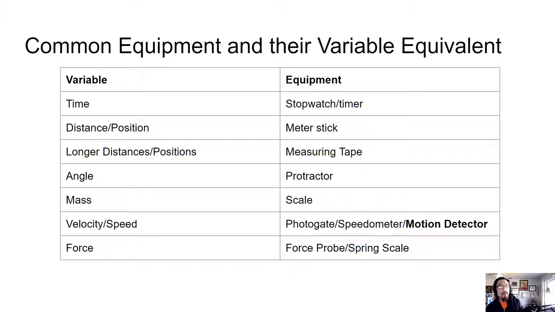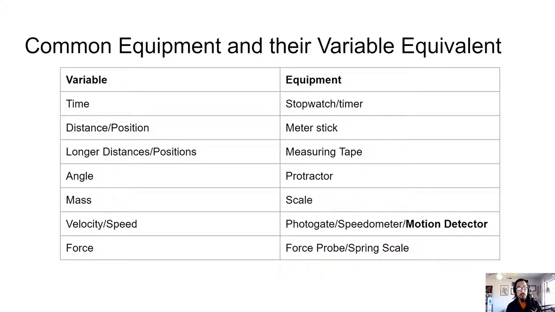All right, so here's common equipment and the variable equivalent. So what I want you to do, because we will be practicing these FRQs in class, take the time right now, pause the video, and write this table down somewhere so that you have it available to you. Now this is more important for us this year because this year we didn't do in-person labs, okay? And so it might not come as naturally to you to know which variable is measured with which equipment, okay? So write this down and I'm going to go over each variable, all right?